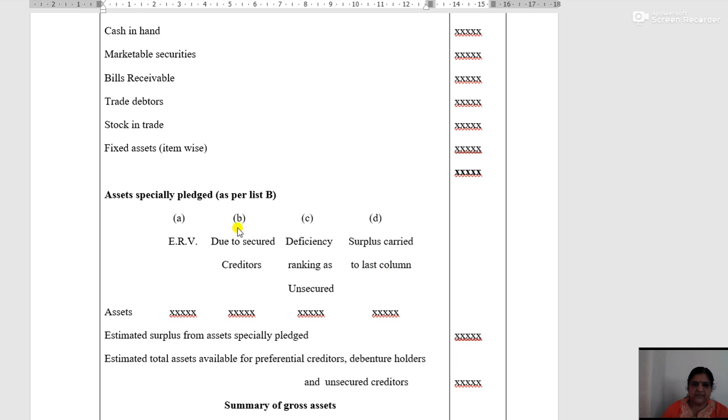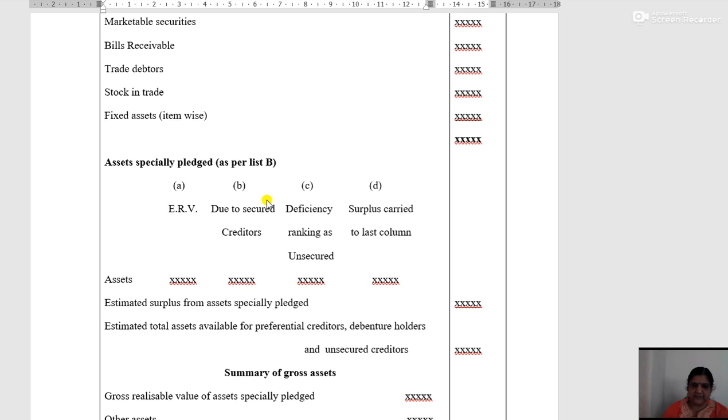So these items come here. So assets specifically pledged, realizable value, then out of the realizable value, due to secured creditors. Then this is deficiency ranking as unsecured. In case there is any deficiency, it will be treated as unsecured creditors. Then surplus carried to last column, that is, surplus will have to be handed over to the liquidator. So realizable value, due to secured creditors, deficiency, surplus. So this is assets specifically pledged as per list B.